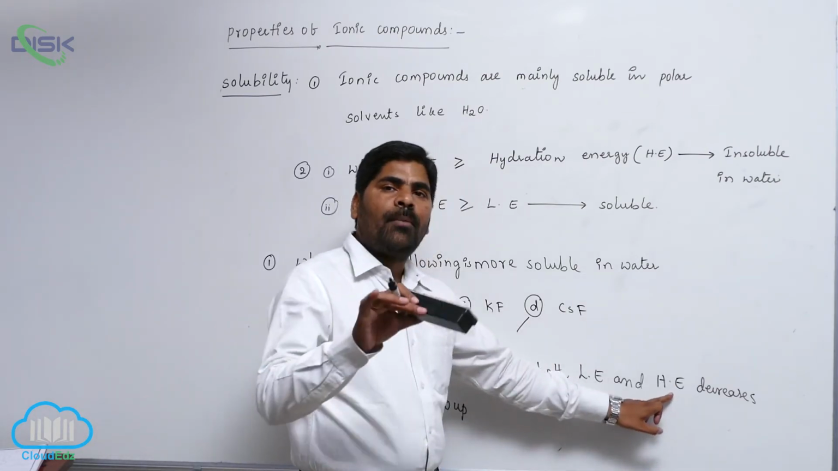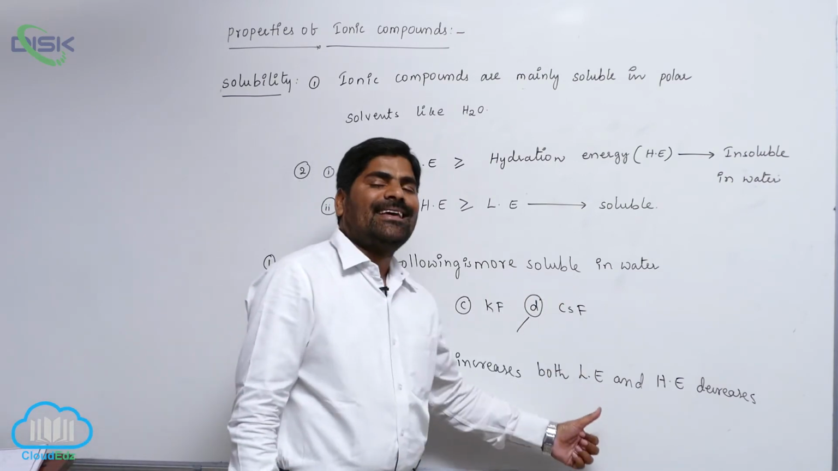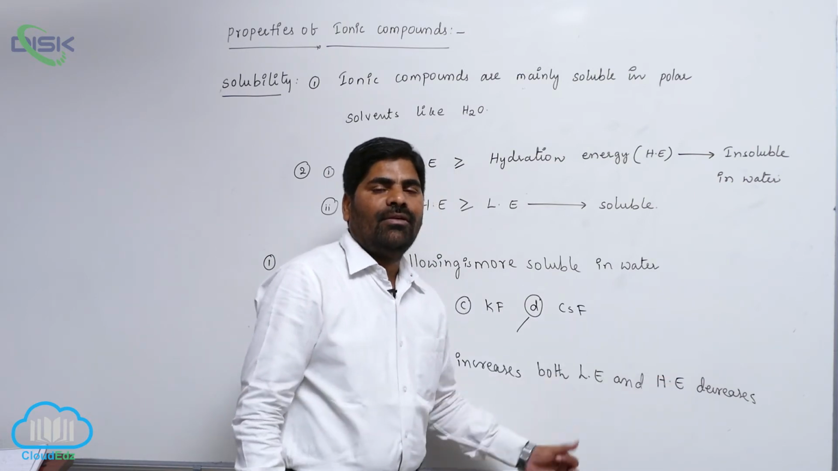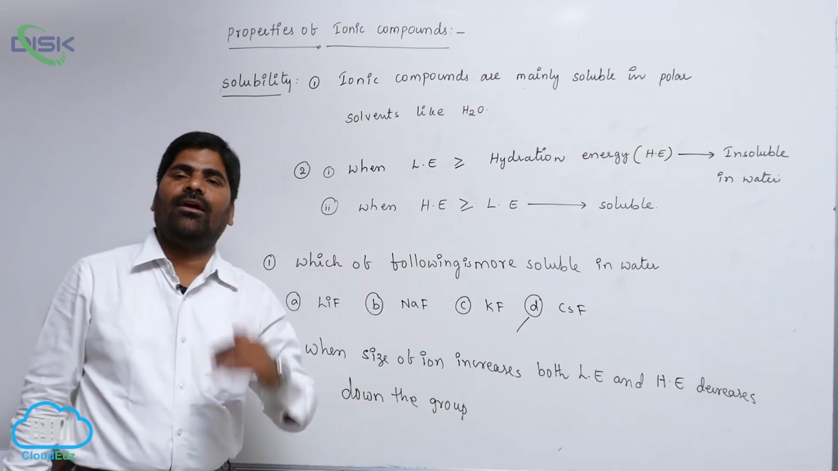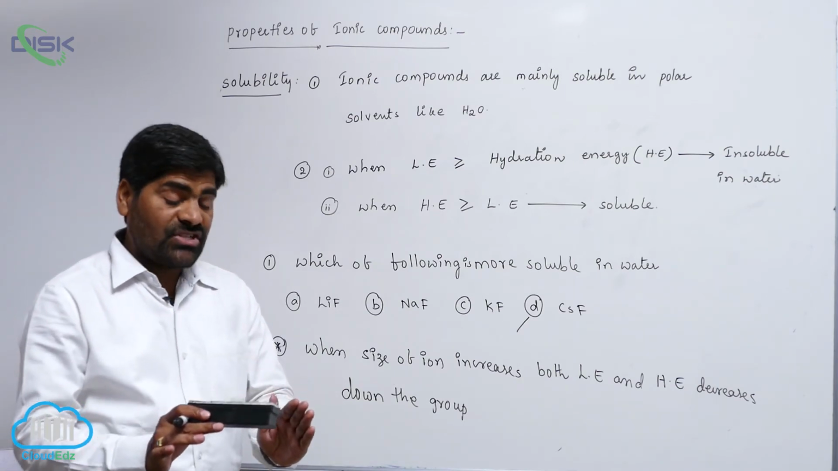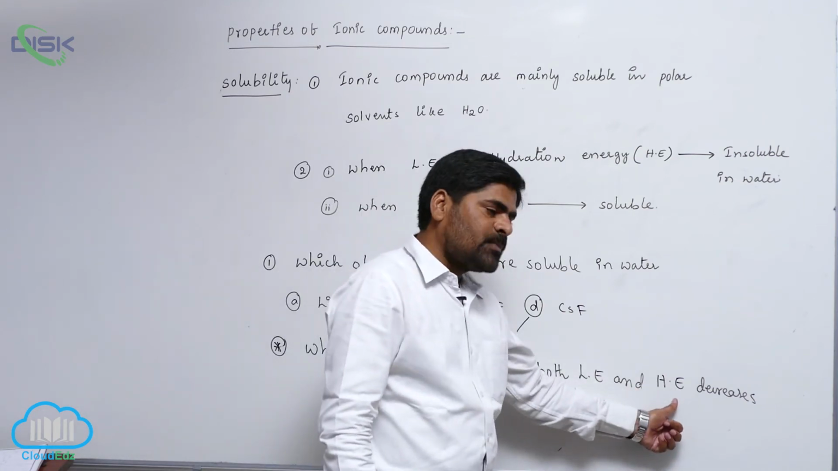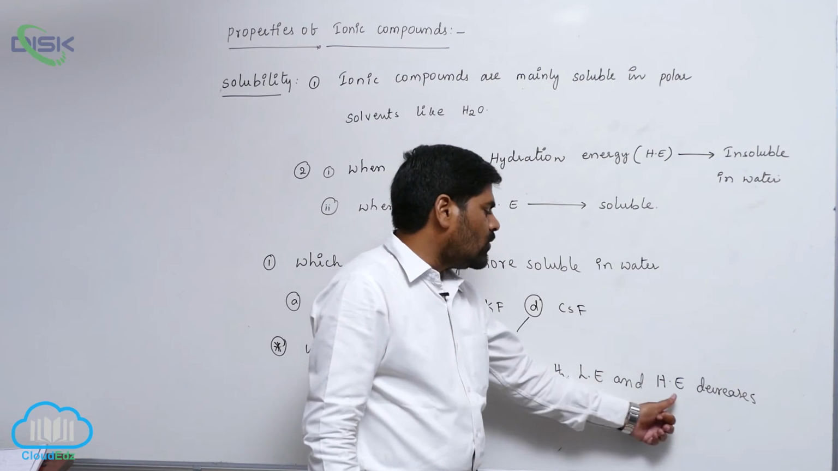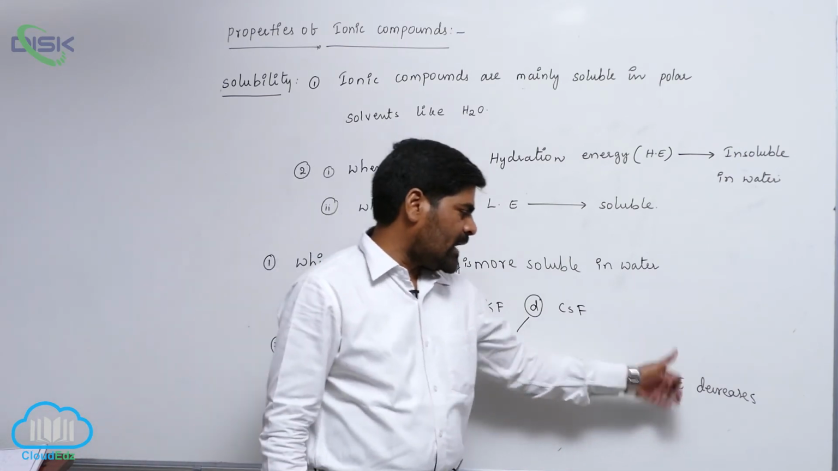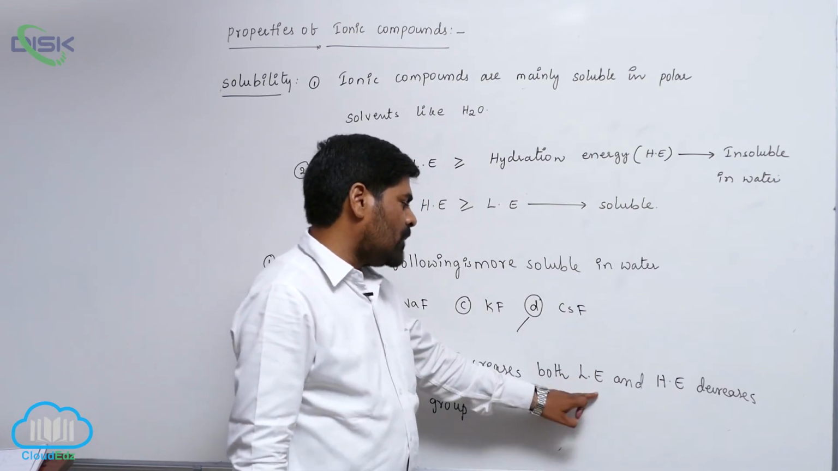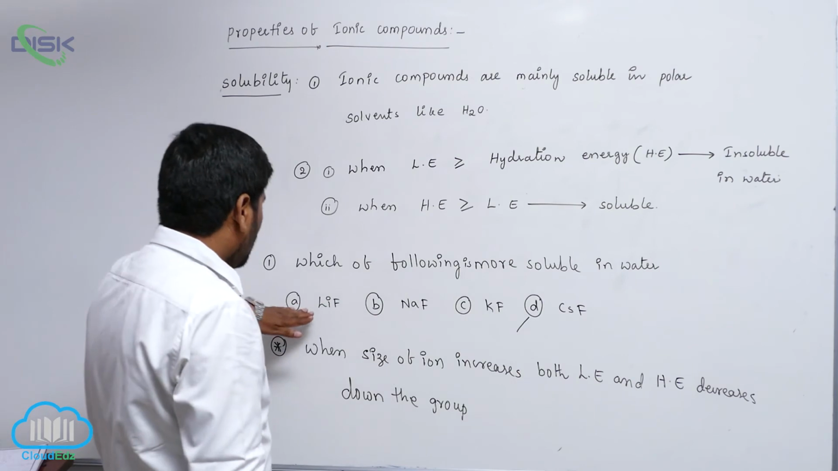If hydration energy is predominant over lattice energy, the given compound is soluble in water. If lattice energy is predominant over hydration energy, the given compound is insoluble. Down the group, when the size of the cation increases, lattice and hydration energy decrease; between these two, one factor is predominant. If lattice energy is predominant over hydration energy, the solubility of the ionic crystal decreases.